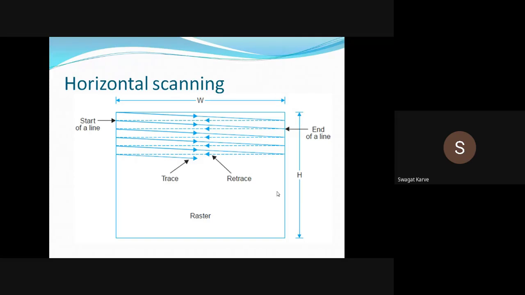This is about horizontal scanning, start of the line, end of the line. Okay, that means see, the first line, the filled line is trace and the dotted line is retrace. Now again the filled line is trace, dotted line is retrace. This is the start of the line, end of the line. Again here, start of the line, end of the line. This is how trace, retrace, trace, retrace, and you can have the full picture.